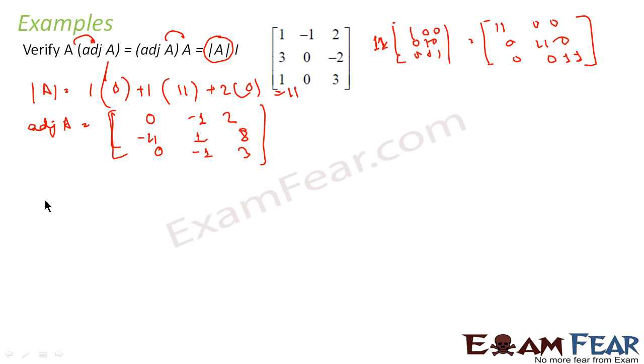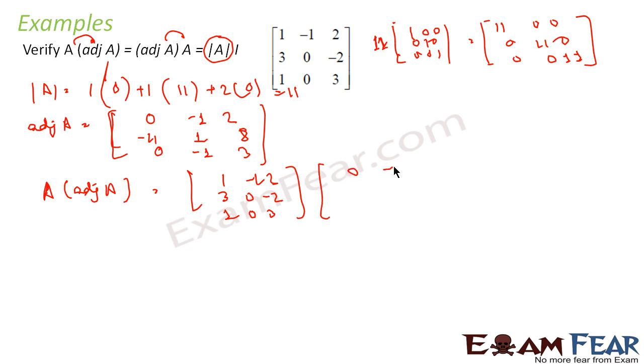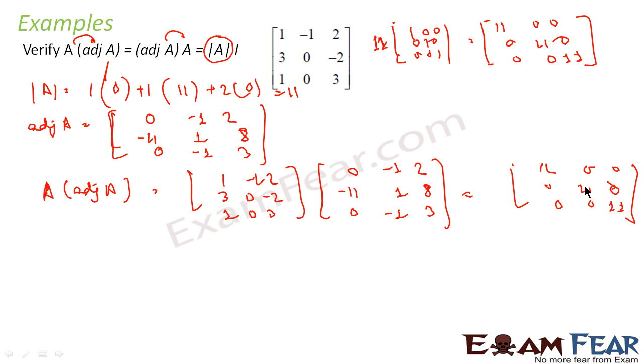So we have to prove that A into ADJA, that is this guy 1 minus 1 2, 3 0 minus 2, 1 0 3, this matrix into adjoint of A, that is 0 minus 1 2, minus 11, 1 and 8, 0 minus 1, 3. This multiplication is equal to this guy. We have to prove this. And this is doable. You can just try multiplying this. Simple multiplication, you will find that this is equal to this.